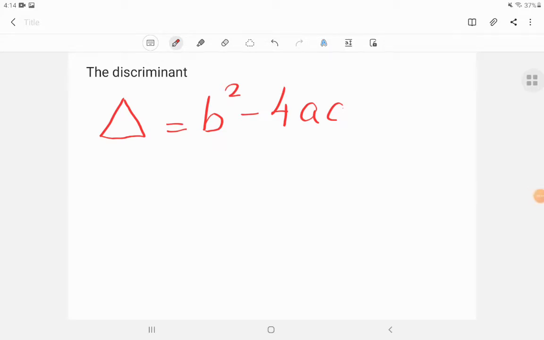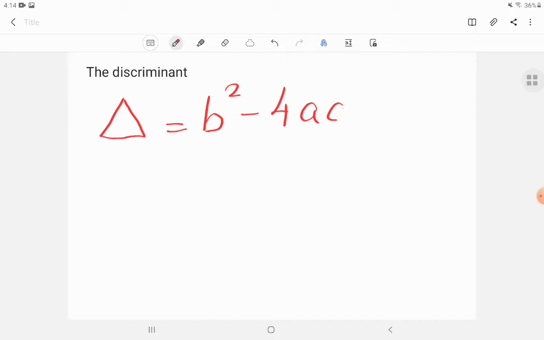Hi everyone. Today's lesson we are focusing on the discriminant. What does discriminant mean? The discriminant is used to determine how many roots of an equation exist. Roots of an equation mean the solution for x, or when you sketch a graph, you can see how many x-intercepts there are.